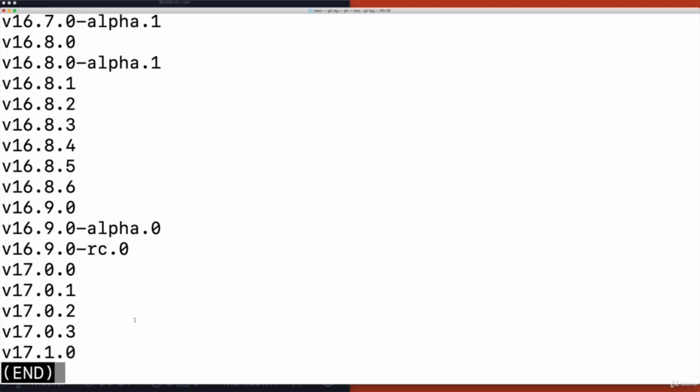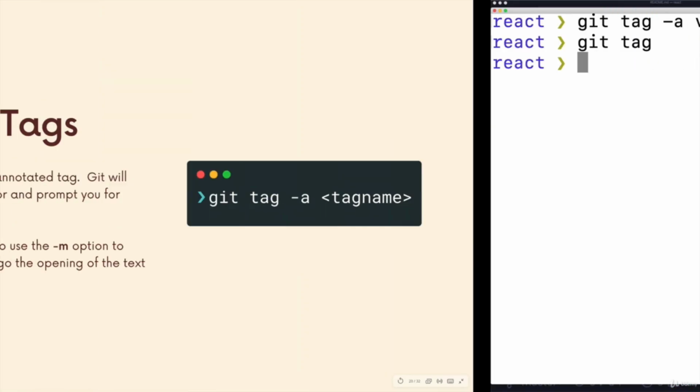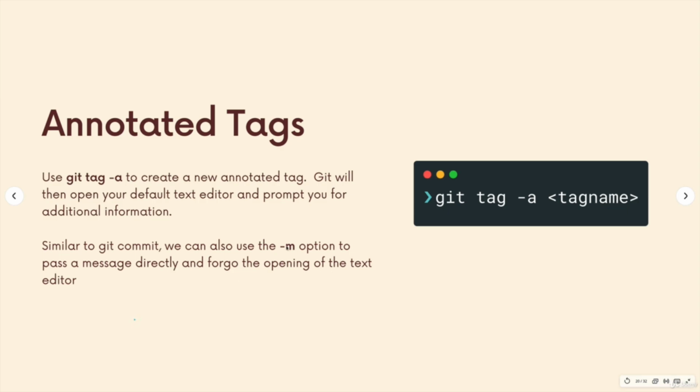So that's how we make an annotated tag. Just like with git commit, you can actually use the -m option to do it inline to pass a message directly. You can forgo the opening of the text editor, just like git commit. You still have to pass that in though. So if you use -m, pass in a message between quotes.